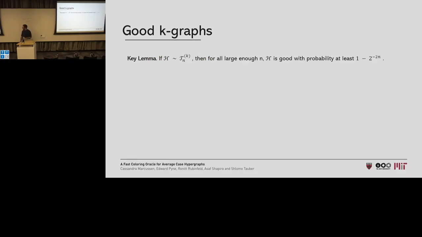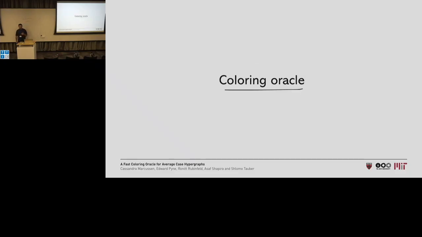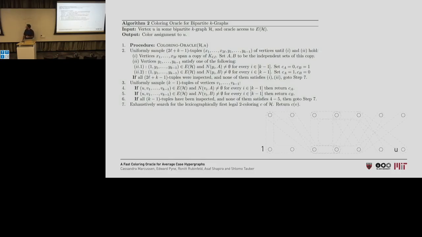Our key lemma says that when we sample a uniformly bipartite K-graph, we get a good K-graph with overwhelming probability. So we can get to the coloring oracle. The coloring oracle gets a bipartite K-graph H and a vertex U, and it wants to return the color of the vertex U that is consistent with the lexicographically first legal two-coloring of H. We have here an example of a bipartite three-graph, the vertex U, and the vertex labeled as 1, which is going to be important.